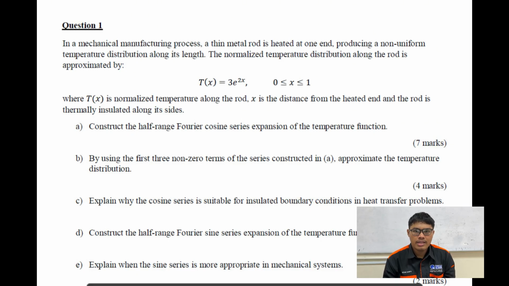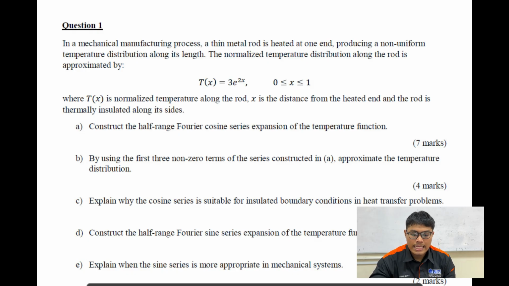Now I will explain part E. Explain when the sine series is more appropriate in mechanical systems. The Fourier sine series is more appropriate when the boundary values are fixed at 0. This is because every sine function satisfies sine 0 equals 0. As a result, the Fourier sine series automatically satisfies boundary conditions where the displacement, temperature, or other physical quantity is 0 at the boundary.